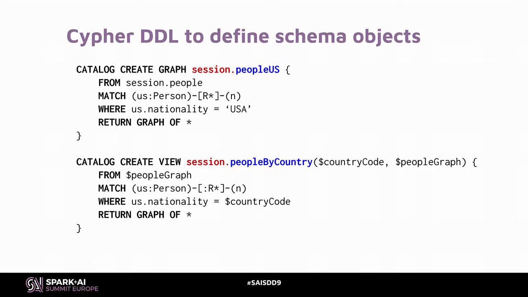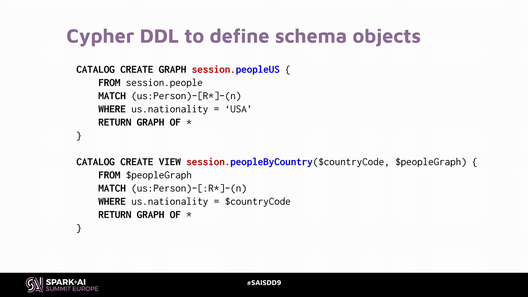So we can create in the catalog an object which is based on running a query over an existing graph or graphs. That's one way of storing or ensuring that we have persistent access to such a graph. We can also create a view, and here you can see the ability to create a view that has parameters, and one of those parameters is a graph.